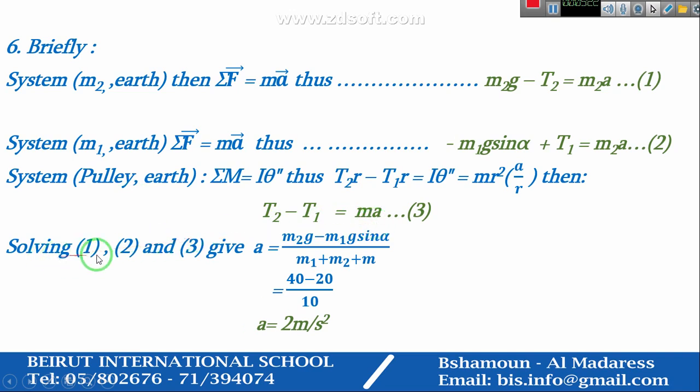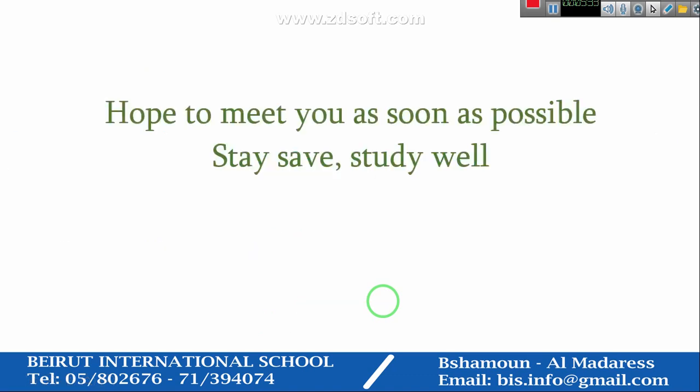Solving the three equations by substituting T1 or T2 from equations 1 and 2 in equation 3, you will get the same answer, which is 2 meters per second squared.